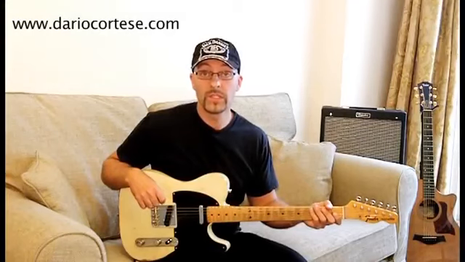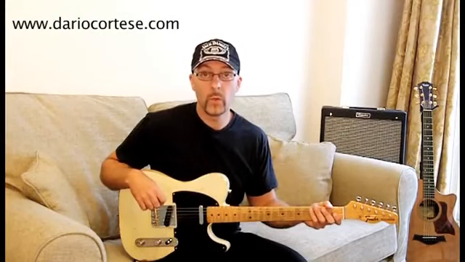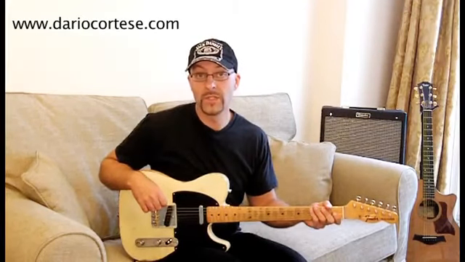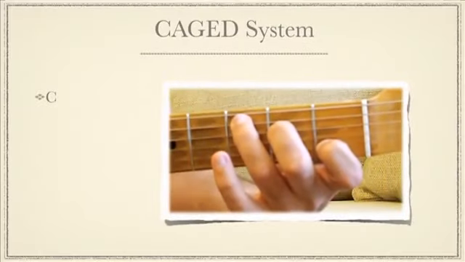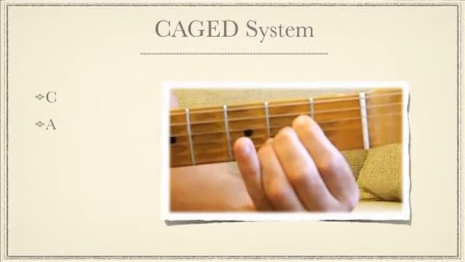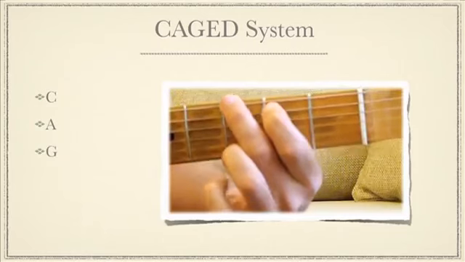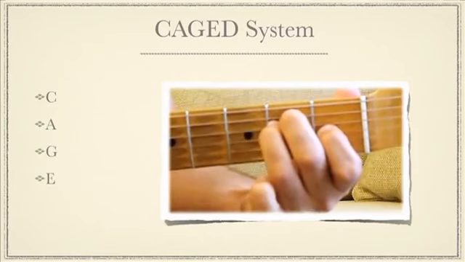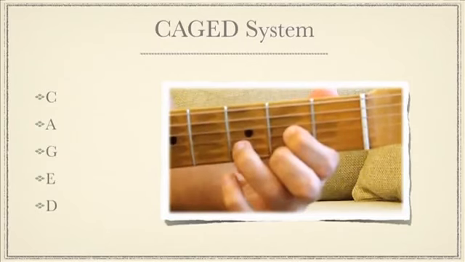Hi and welcome to this video lesson on the CAGED system. In this video I'm going to show you what the CAGED system is, how it works, and what you can achieve by studying it. To follow this lesson and understand it, you'll need to know 5 common chords: the C chord, the A chord, the G chord, the E chord, and the D chord.